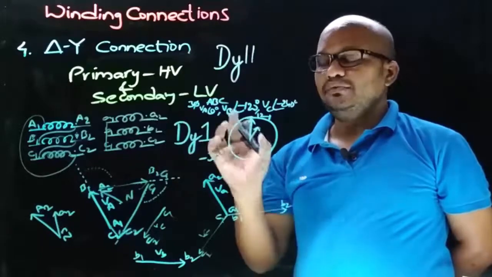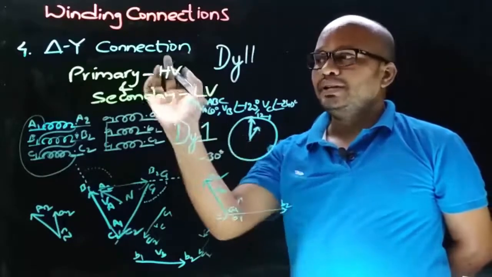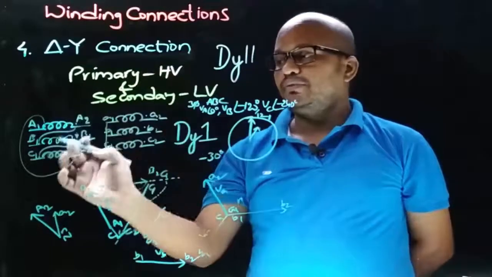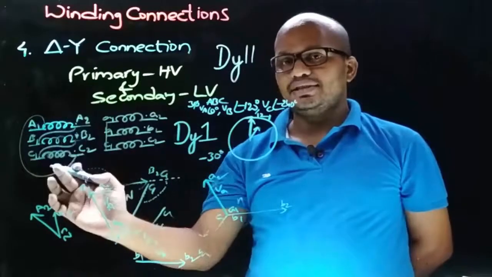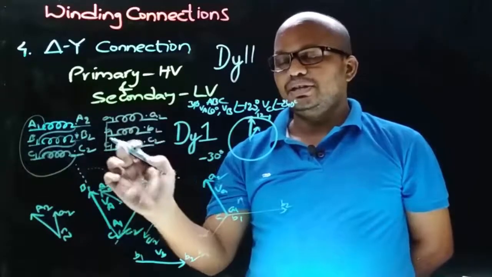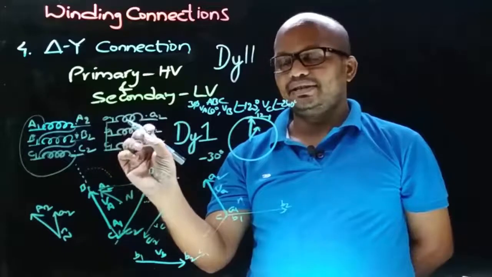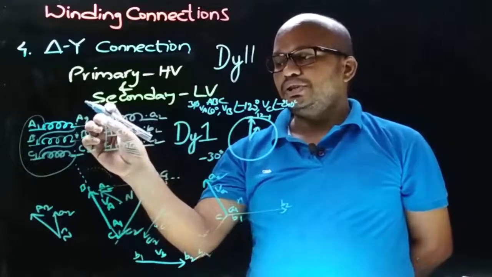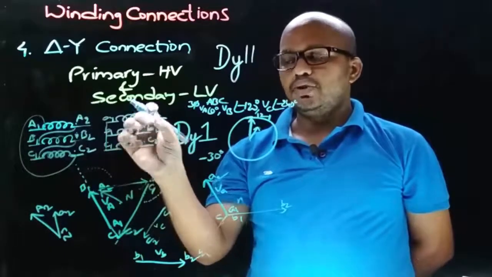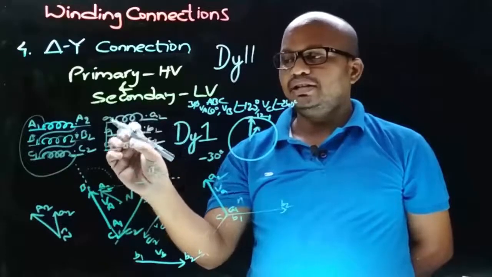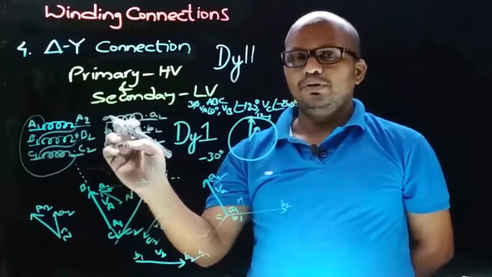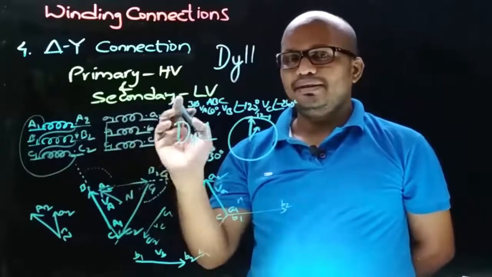Now let's obtain the fourth possible connection of the delta-star connection. In that, we are leaving the primary connection as it is, and the change we are making is only on the secondary side. So instead of joining A1, B1, C1, we will join A2, B2, C2 and take the connections from A1, B1 and C1. Now let's see that.